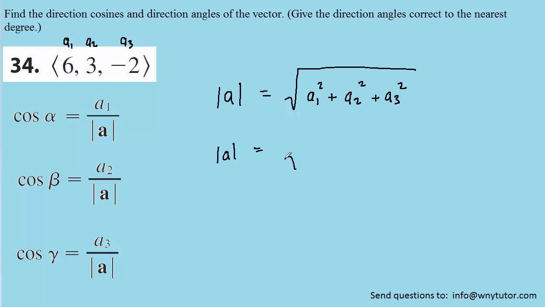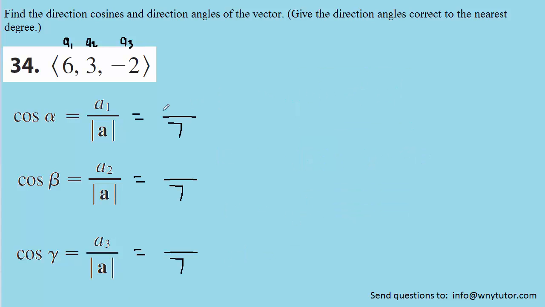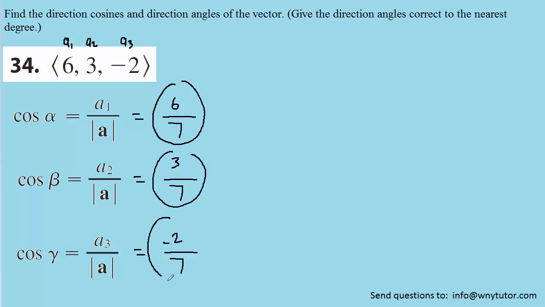So we'll go ahead and plug in the three components, a1, a2, and a3. And if we carefully crunch that down, we're going to have 36 plus 9 plus 4, and that works out to 49. And then, of course, the square root of 49 is going to be 7. So for all three direction cosines, we're going to be using 7 in the denominator of each. And then for cosine alpha, we will use the x component, which is 6. For cosine beta, we'll use the y component of 3. And then for cosine gamma, we have the z component of -2. And so this is the direction cosine for alpha, this is for beta, and then this is for gamma.